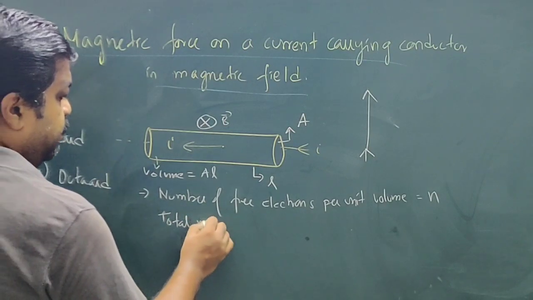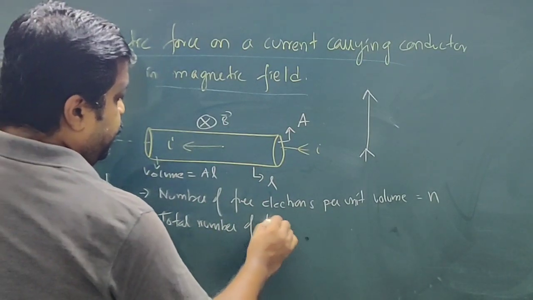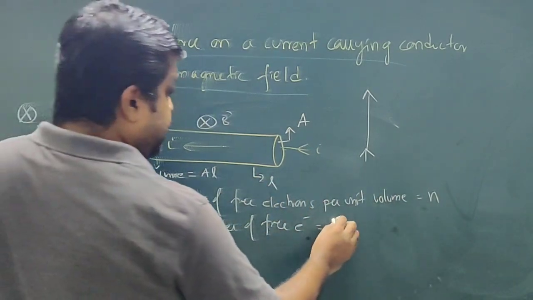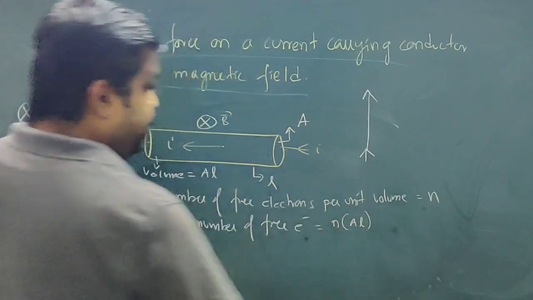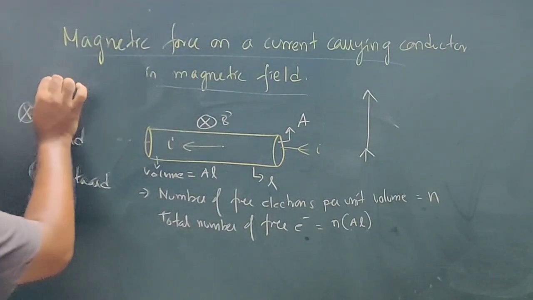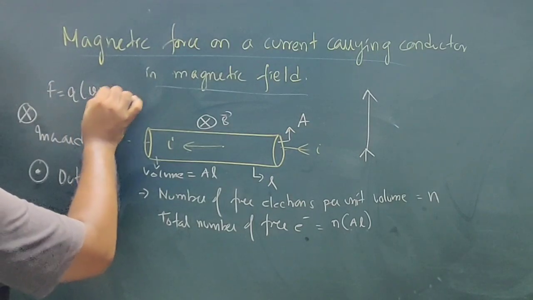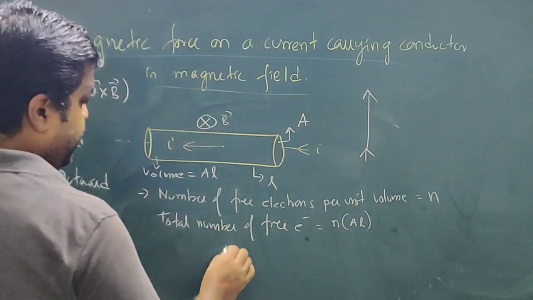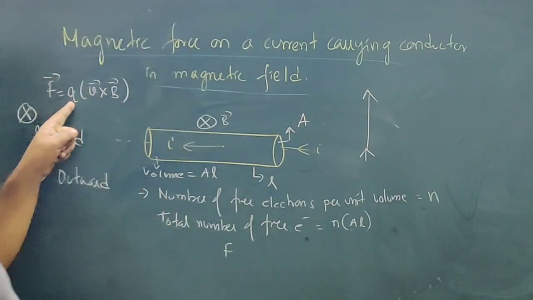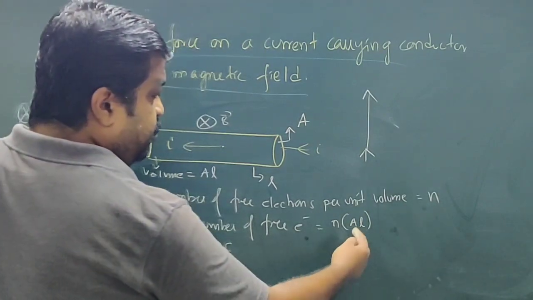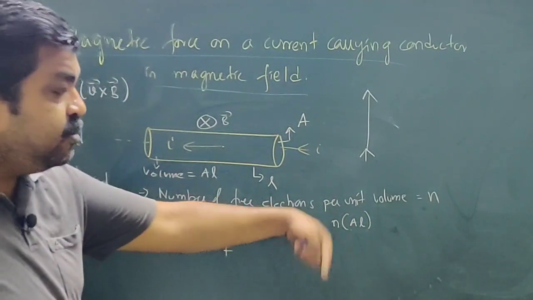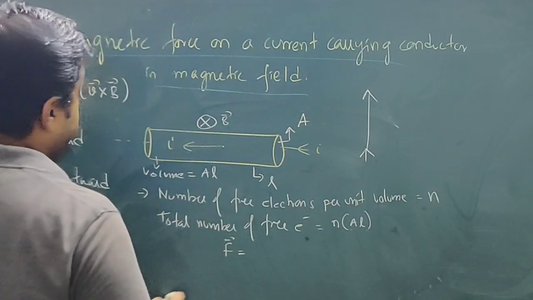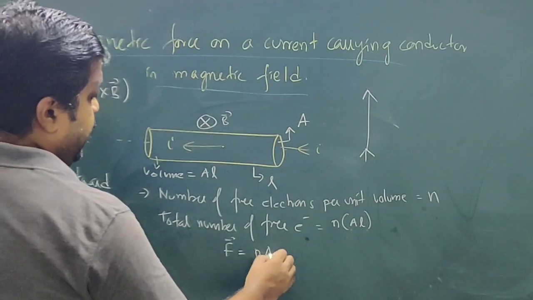Total number of free electrons will be equal to N times AL. Now the expression for force is q times v cross B. Here q is the charge, and N·A·L is the number of electrons, so the total charge will be the number of electrons multiplied by the charge. So F is equal to N·A·L·e times v.